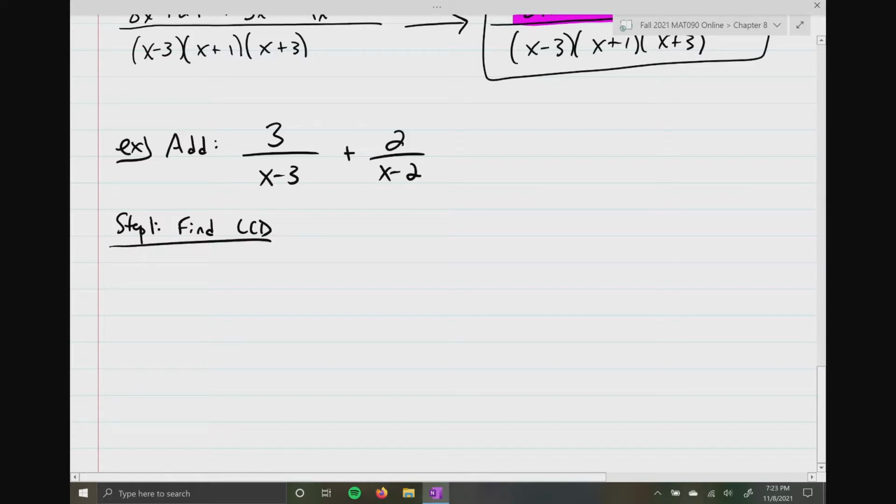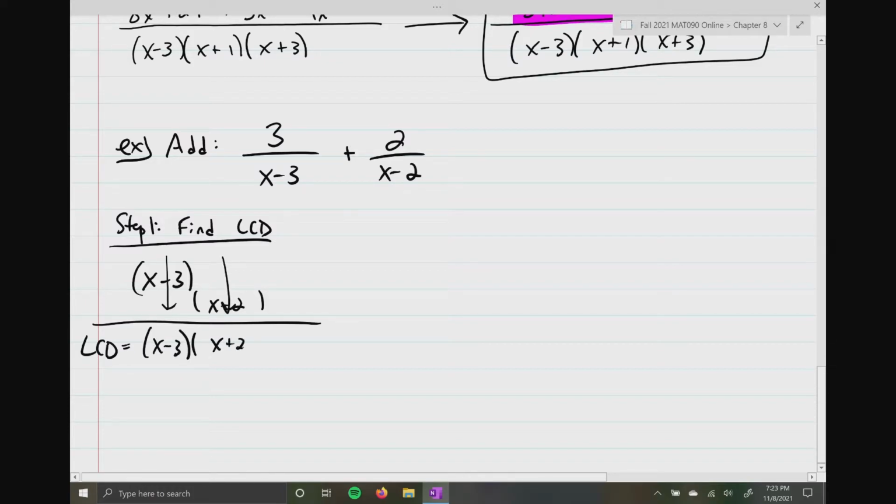So x minus 3 cannot factor, and x minus 2 cannot factor. So notice how I staggered them here. My LCD is going to be the numbers coming straight down. So it's going to be x minus 3 times x minus 2, and that's it. So even though you couldn't factor, you still get an LCD, okay?